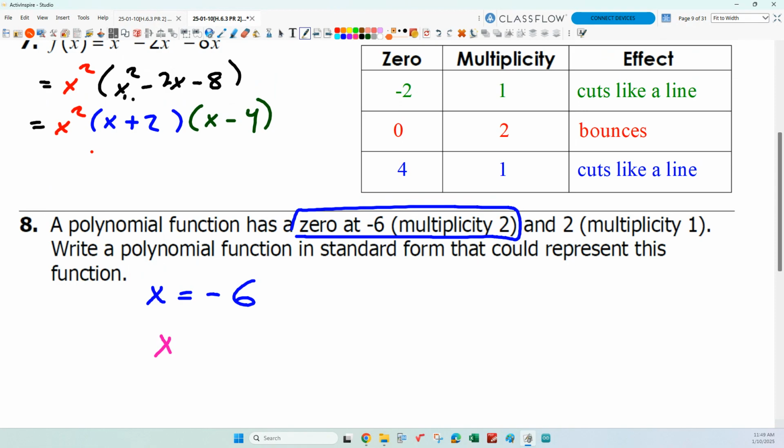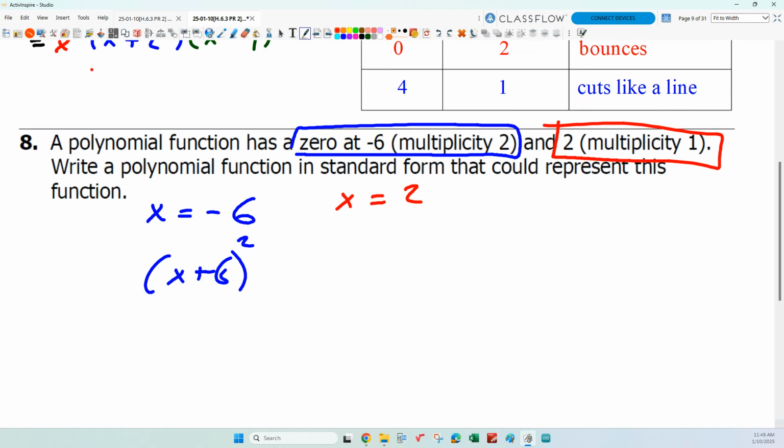Okay, so that gives me the factor x plus 6, but the multiplicity is 2, so it's squared. All right, how about this one? We have a 0 of 2 with a multiplicity of 1. So the 0 is 2. What's the factor that goes with that then? X minus 2. Boy, that doesn't very much look like a 6, does it? Oops. Let's fix that.